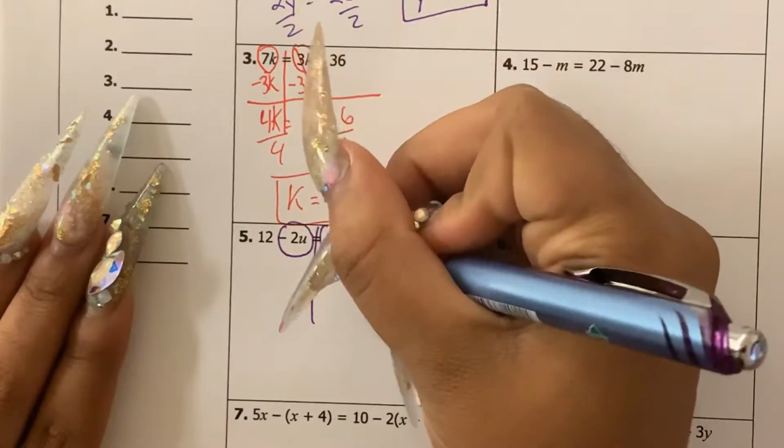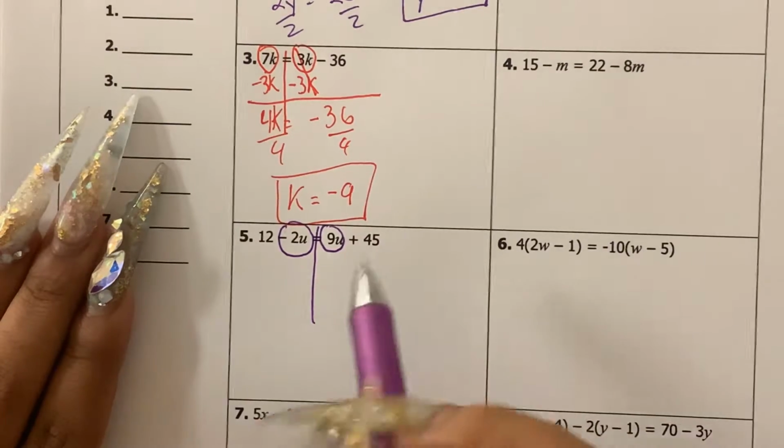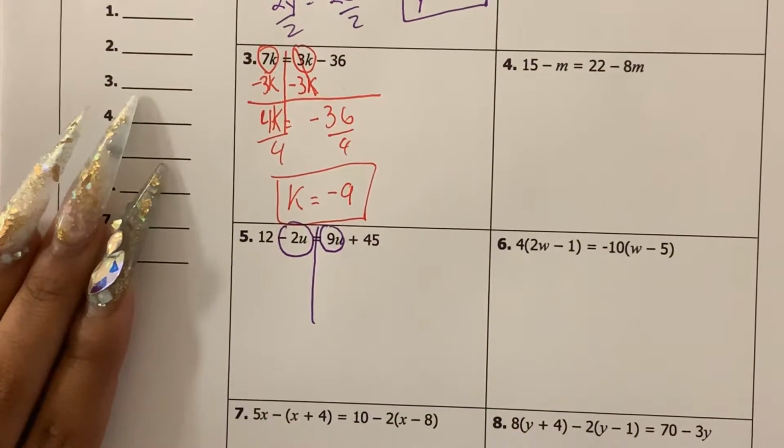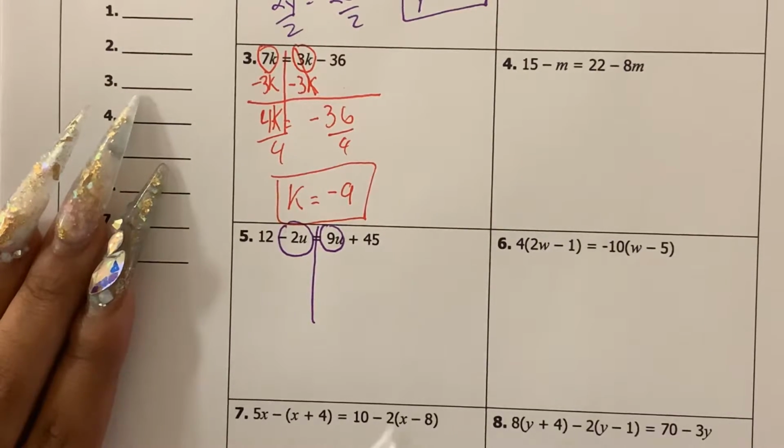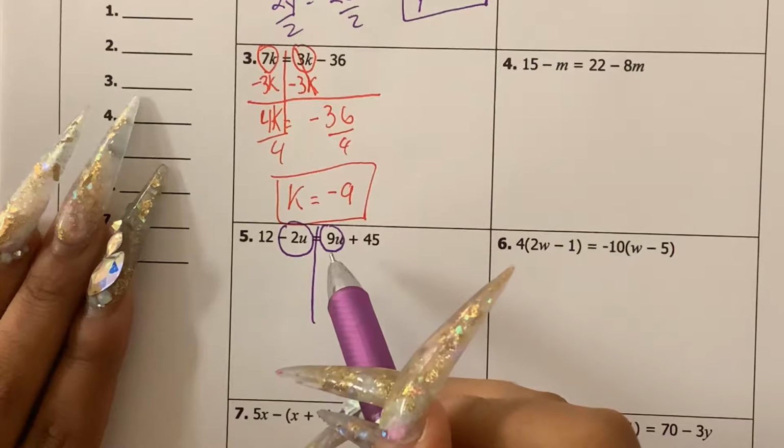So I have negative 2u and 9u. Notice how I circled the negative. You might think of it as a minus sign, but minus sign, negative sign, in this situation is the same thing. That minus makes that 2 negative. So when I'm talking about a variable or a term, the sign in front of it matters.